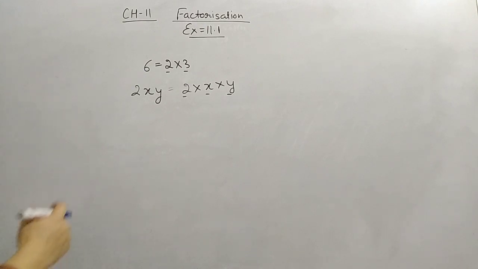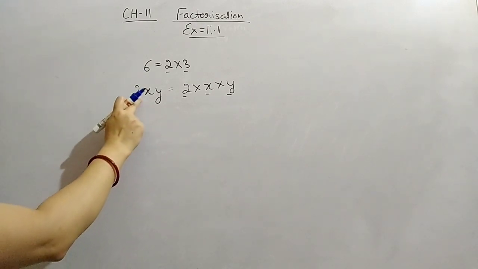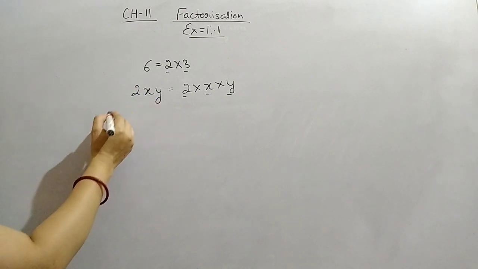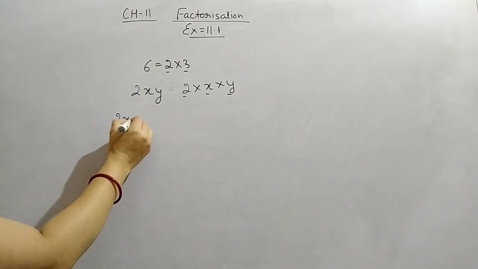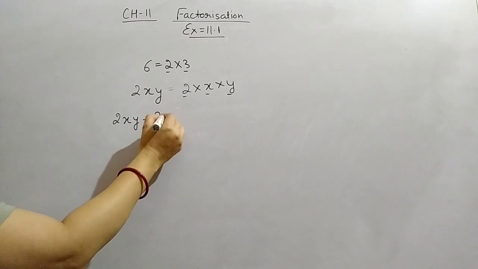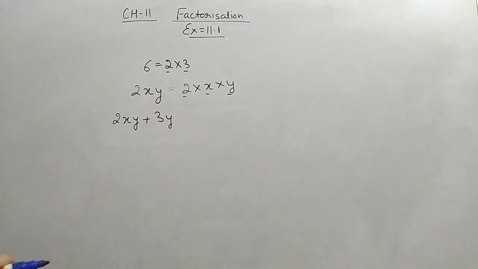If you have an algebraic expression of two terms, here we have one term only. If you have two terms, suppose 2xy plus 3y, if you are having two terms and three terms, that we will learn in this chapter. The first exercise is based on factorization by taking out the common factors.